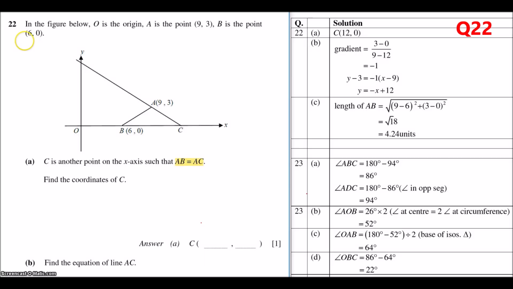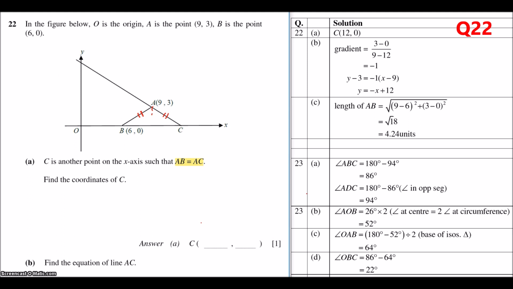So question 22, in the diagram below, this is the origin here, and A is here, B is here, that's it. And then it says C is a point on the x-axis such that AB equals AC. So actually this is pretty important. Once I read this, I'm going to do this, because it visually tells me that this is an isosceles triangle. And then find the coordinates of C. So C is over here.